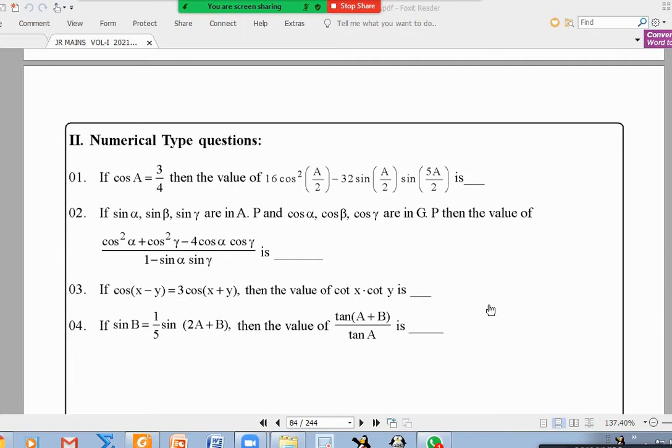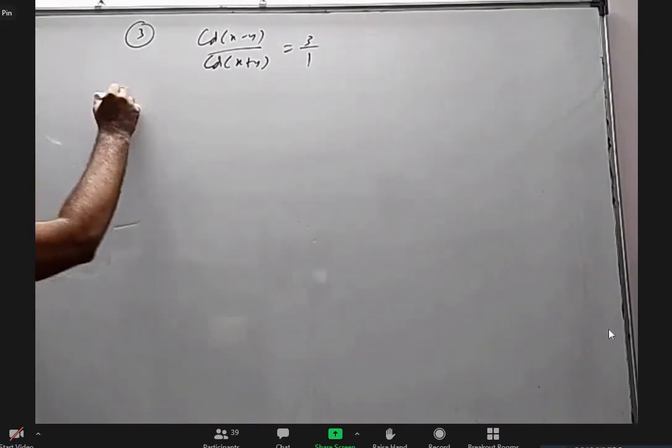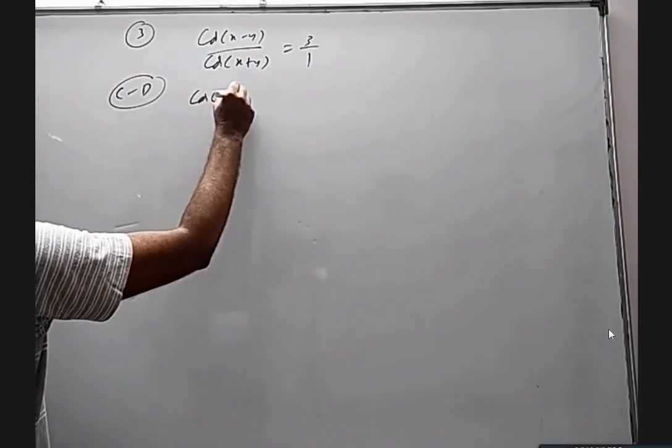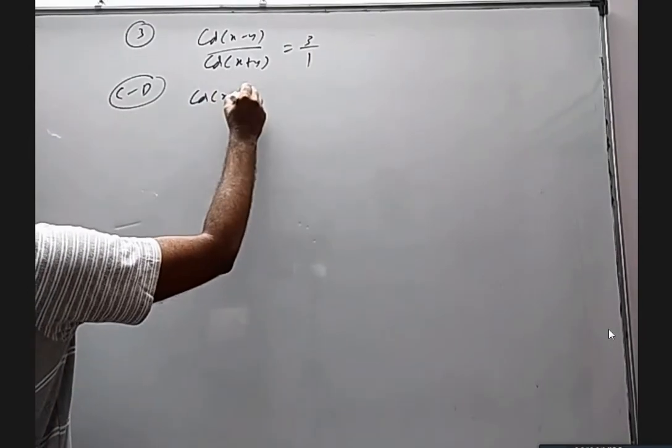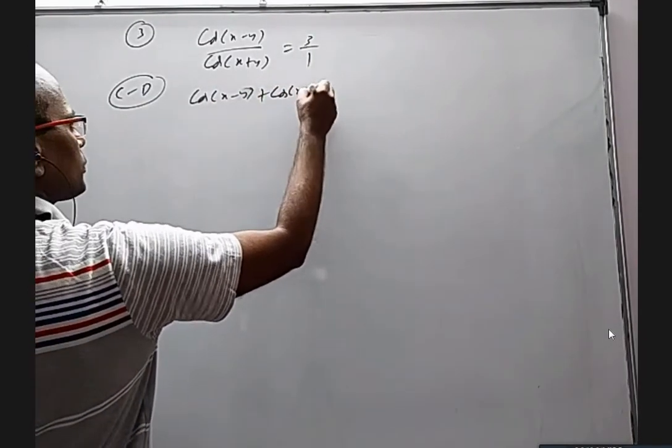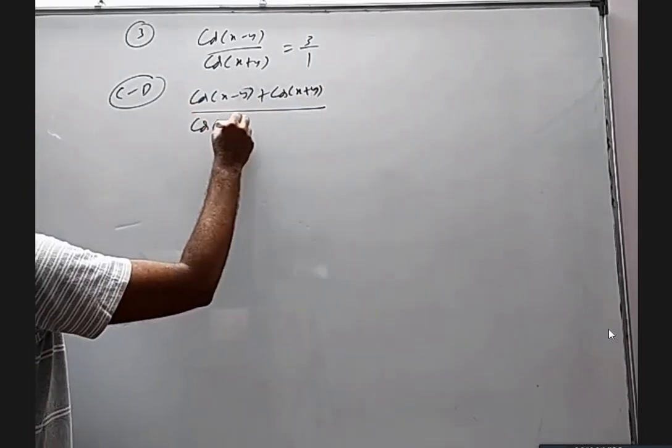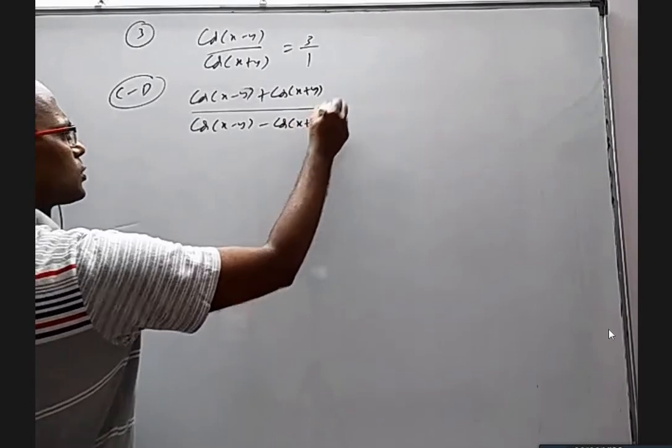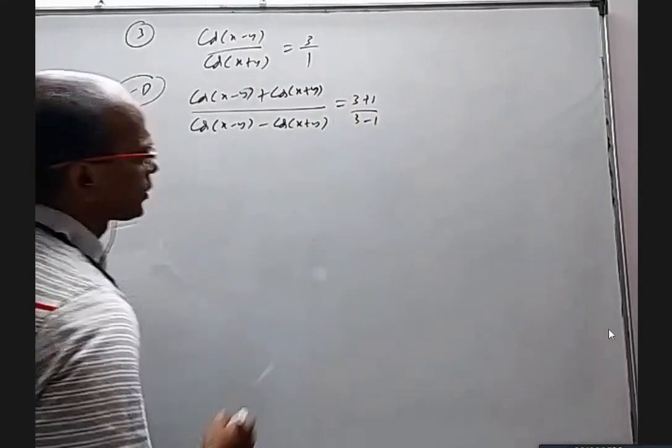For the third question, you can just expand the cos A minus B formula and the cos A plus B formula. It's not necessary, but I'm choosing to apply componendo and dividendo. Cos(x minus y) by cos(x plus y) is 3 by 1. Applying componendo and dividendo: cos(x minus y) plus cos(x plus y) by cos(x minus y) minus cos(x plus y) is 3 plus 1 by 3 minus 1.